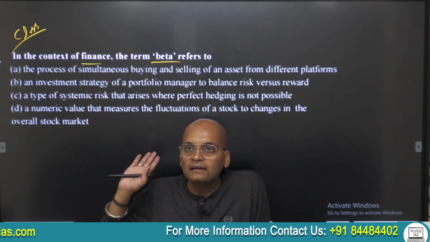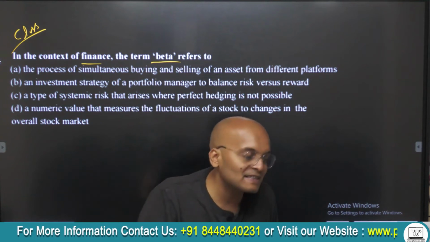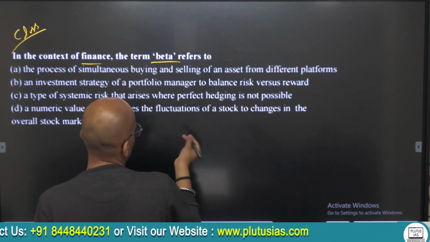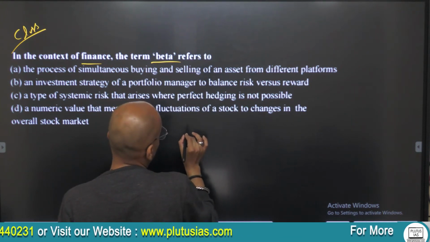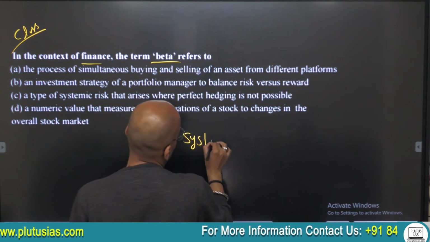And beta talks about systematic risk. Now I won't go into much detail, but still this much is important. Please understand, risk can be of 2 types. One is systematic risk.